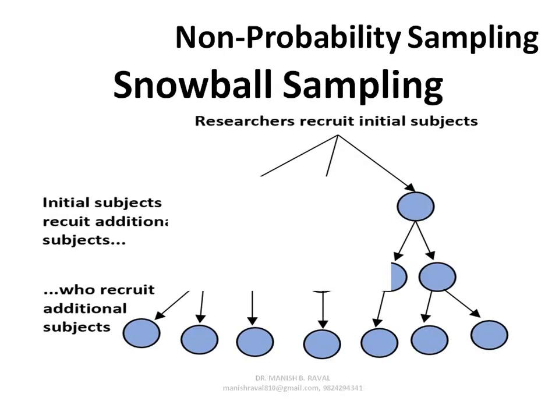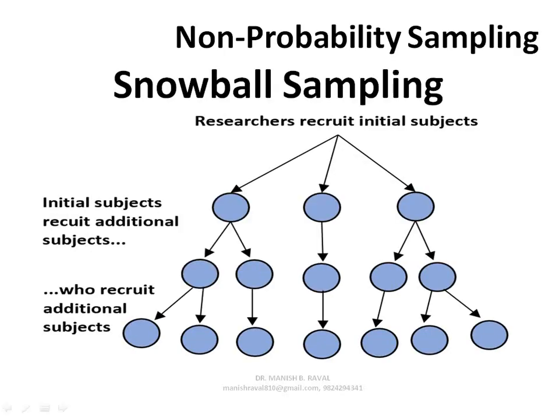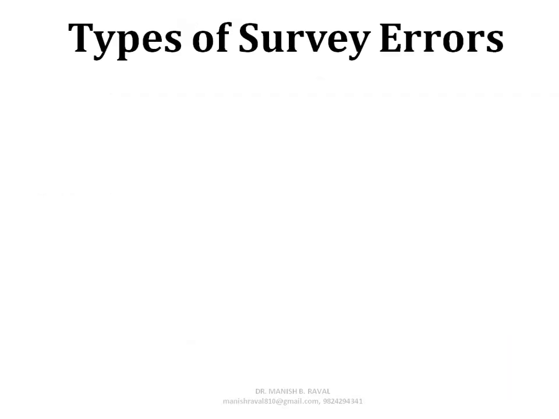Let us take the example of snowball. See here, the researcher recruits the initial subjects. First, these three were selected. Now this first person has referred to these two, this has referred to these two, this one has referred to this, and in that manner the whole cycle goes on until your sample requirement is fulfilled. So this is known as snowball sampling. Now these were all methods of non-probability sampling.